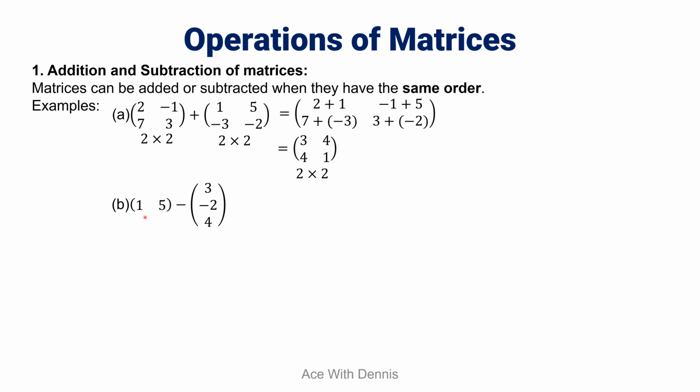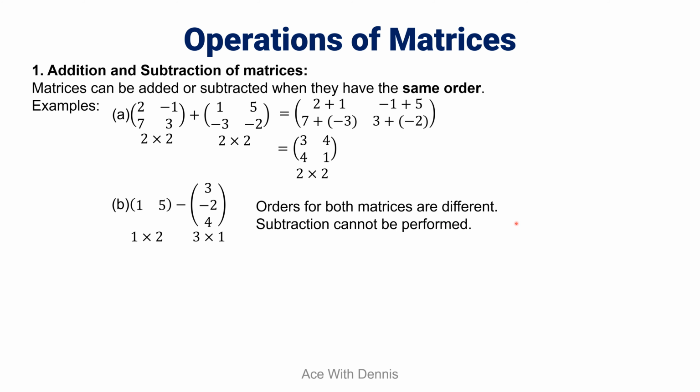Let's see one more example. This is the first matrix 1, 5 minus the second matrix 3, negative 2, and 4. Let's check their orders. The first order is 1 times 2, and the second order is 3 times 1. As you can see, the orders of both matrices are different. Hence, subtraction cannot be performed here.